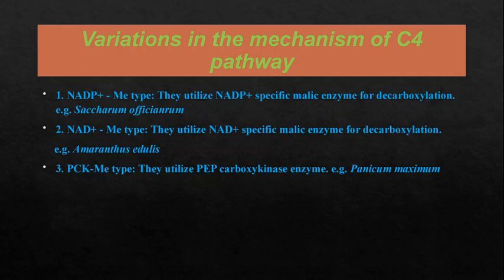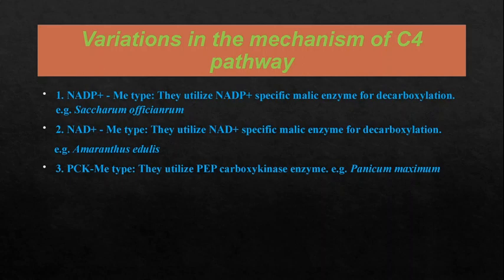And the second category of plants such as Atriplex spongiosa, Portulaca oleracea, they utilize NAD plus specific malic enzyme for this purpose, and the mechanism of C4 pathway in these plants is said to be of NAD plus ME type. And there is also a third category of C4 plants such as Panicum maximum, Chloris gayana, etc. They utilize PEP carboxykinase enzyme, and the mechanism of C4 pathway in such plants is known as PCK type.